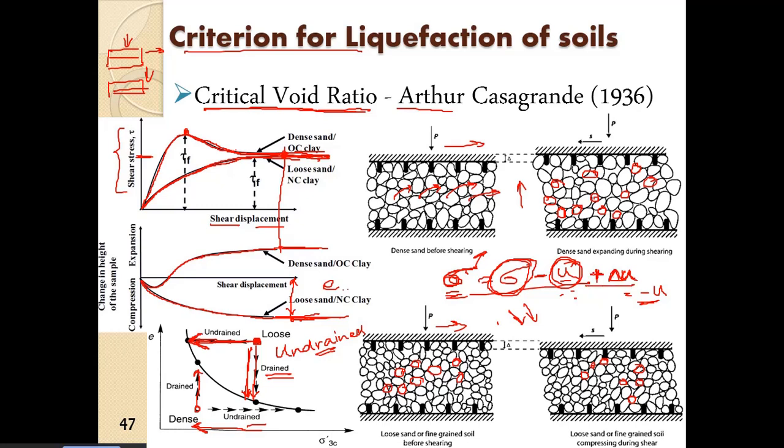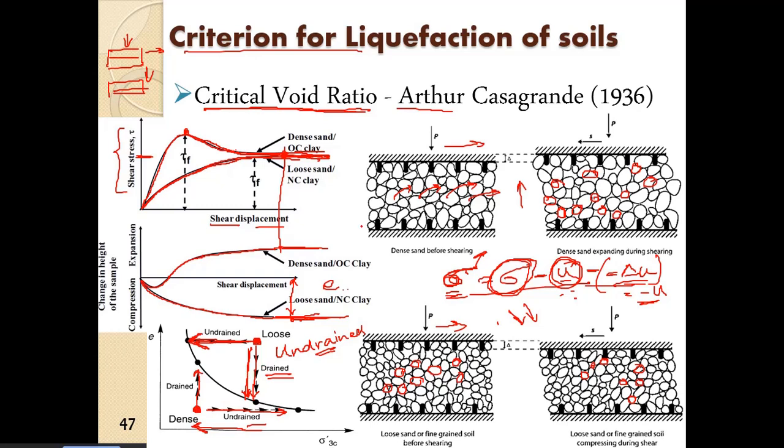Right? So that means positive, I will write it in a better way. Here what will happen is that it is minus of delta U. So delta U is negative, right? So negative will become positive, and it will aid in the increase in the effective stress. So the effective stress will increase for an undrained case of a dense sand.